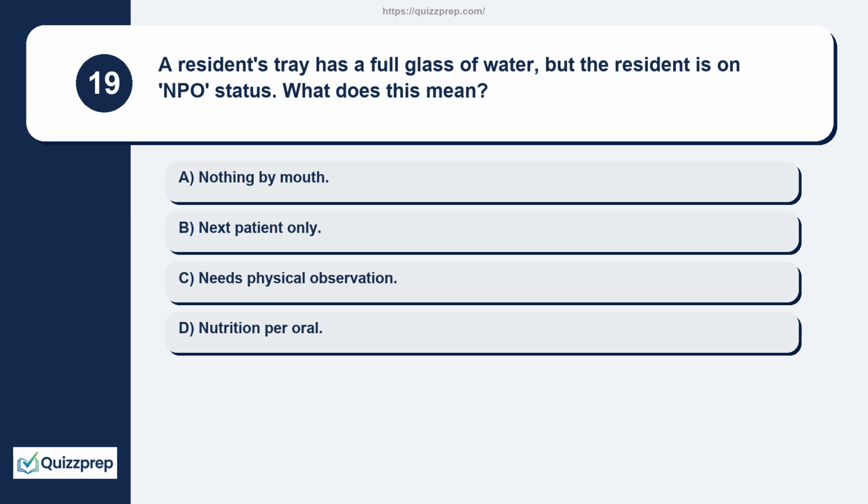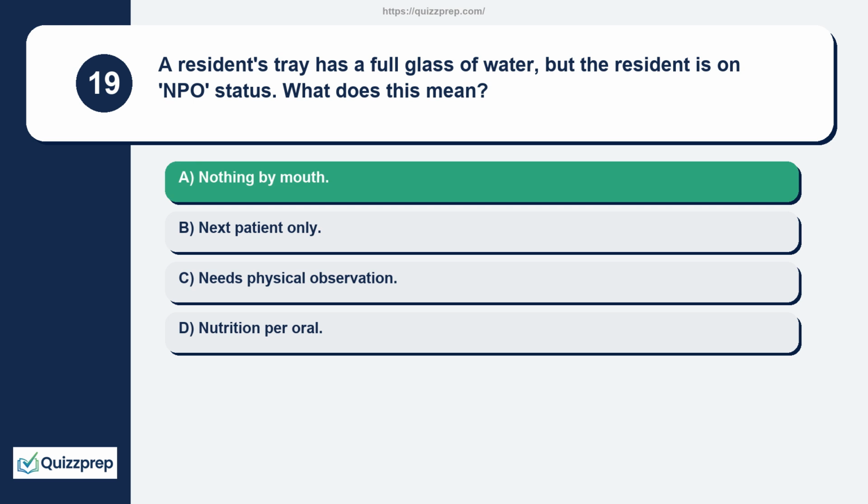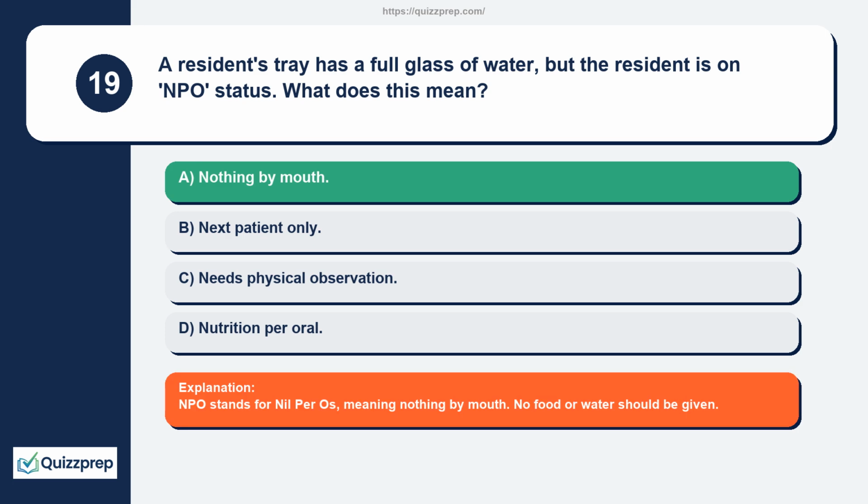Question 19. A resident's tray has a full glass of water, but the resident is on NPO status. What does this mean? Nothing by mouth. Next patient only. Needs physical observation. Nutrition per oral. NPO stands for nil per os, meaning nothing by mouth. No food or water should be given.